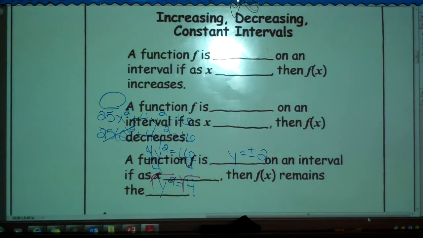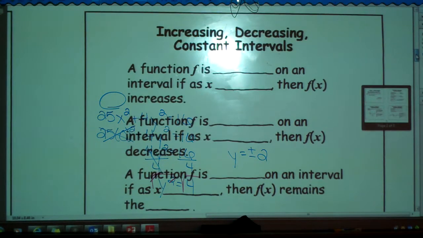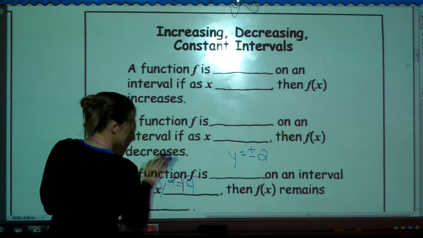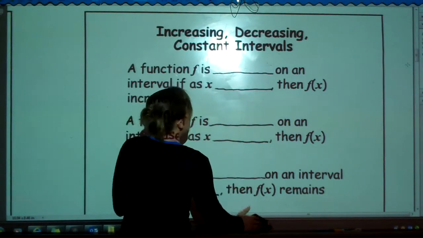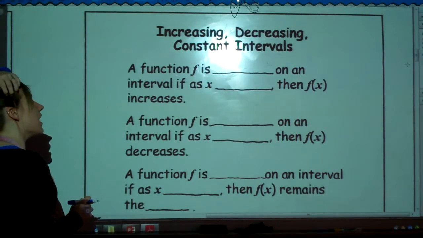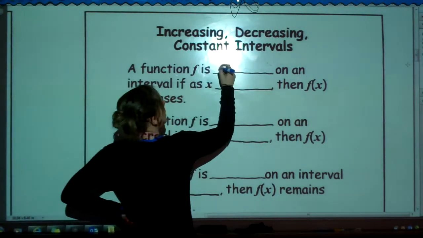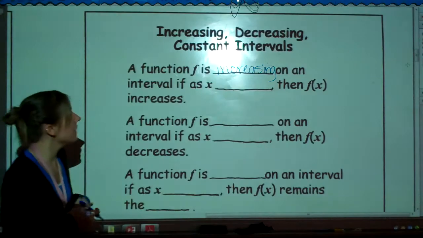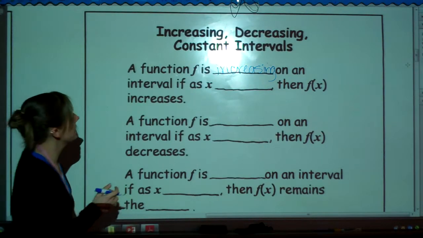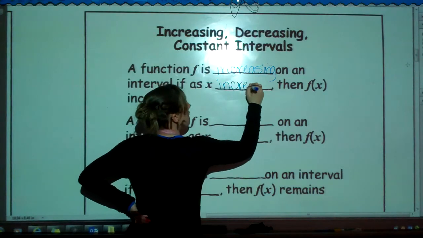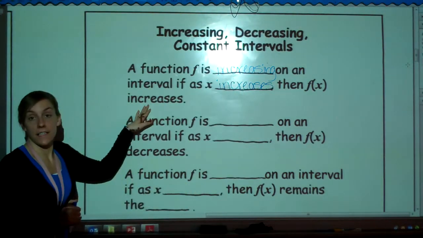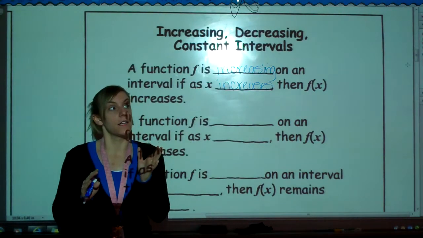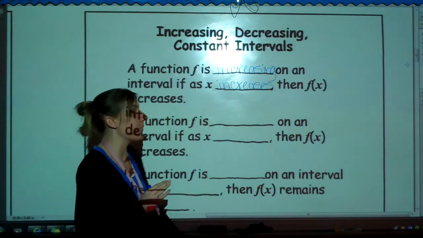All of us have done increasing and decreasing. So we are just going to fill in what this is talking about with increasing and decreasing. Okay, a function f is increasing on an interval if as x increases, f of x increases. So as we're going off to the right, it's also going up. Increasing means as you go from left to right, it's going up, okay?